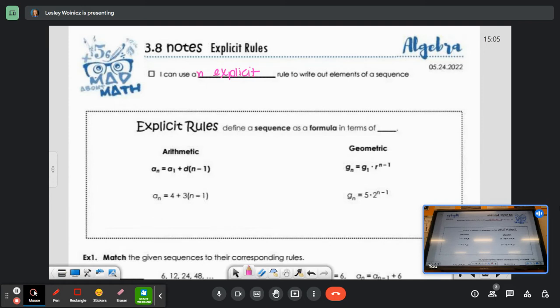Explicit rules are going to be a little different. All we have to know is the n, and we can use that to find our term number or the term. Okay, so you might recognize some of our friends. Here we've got an arithmetic version and a geometric version. A sub 1 is still our first term.